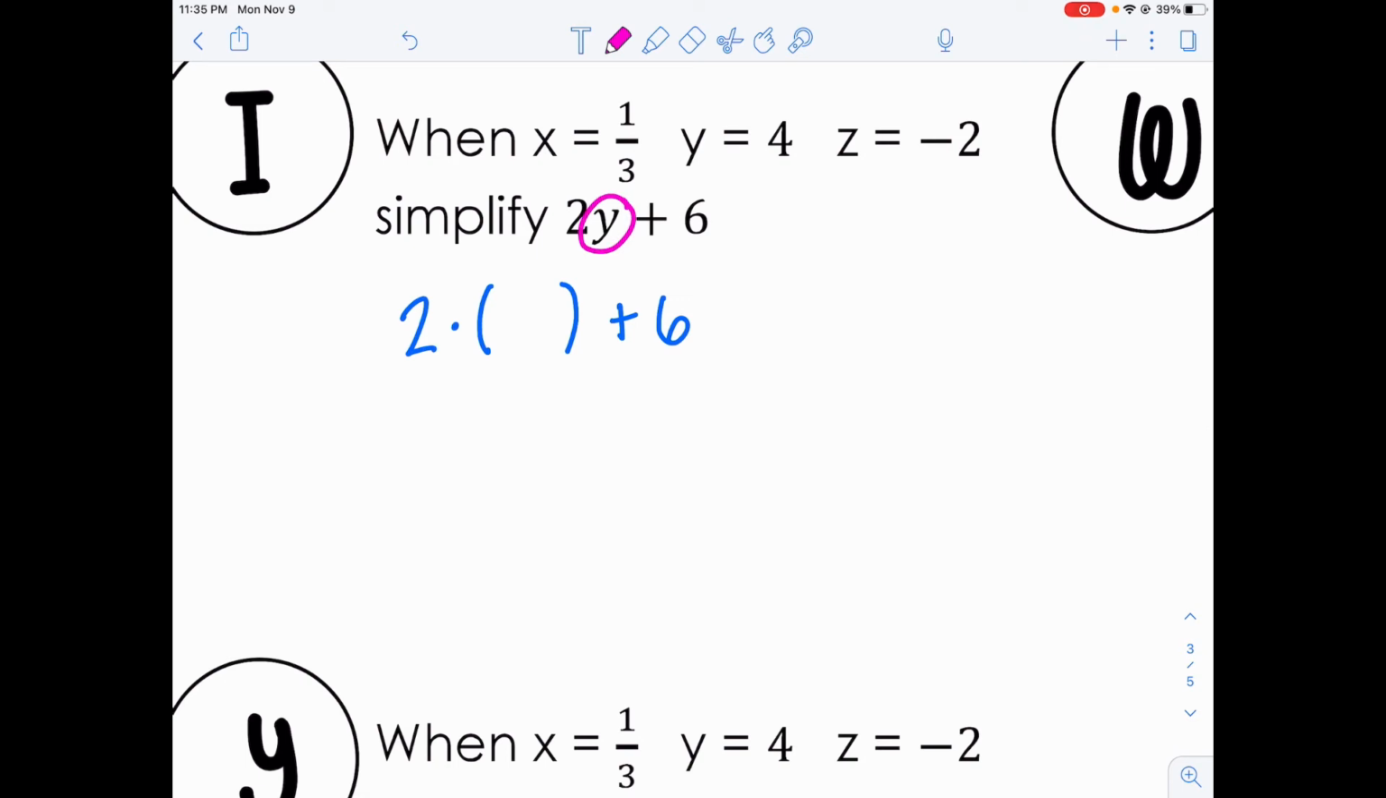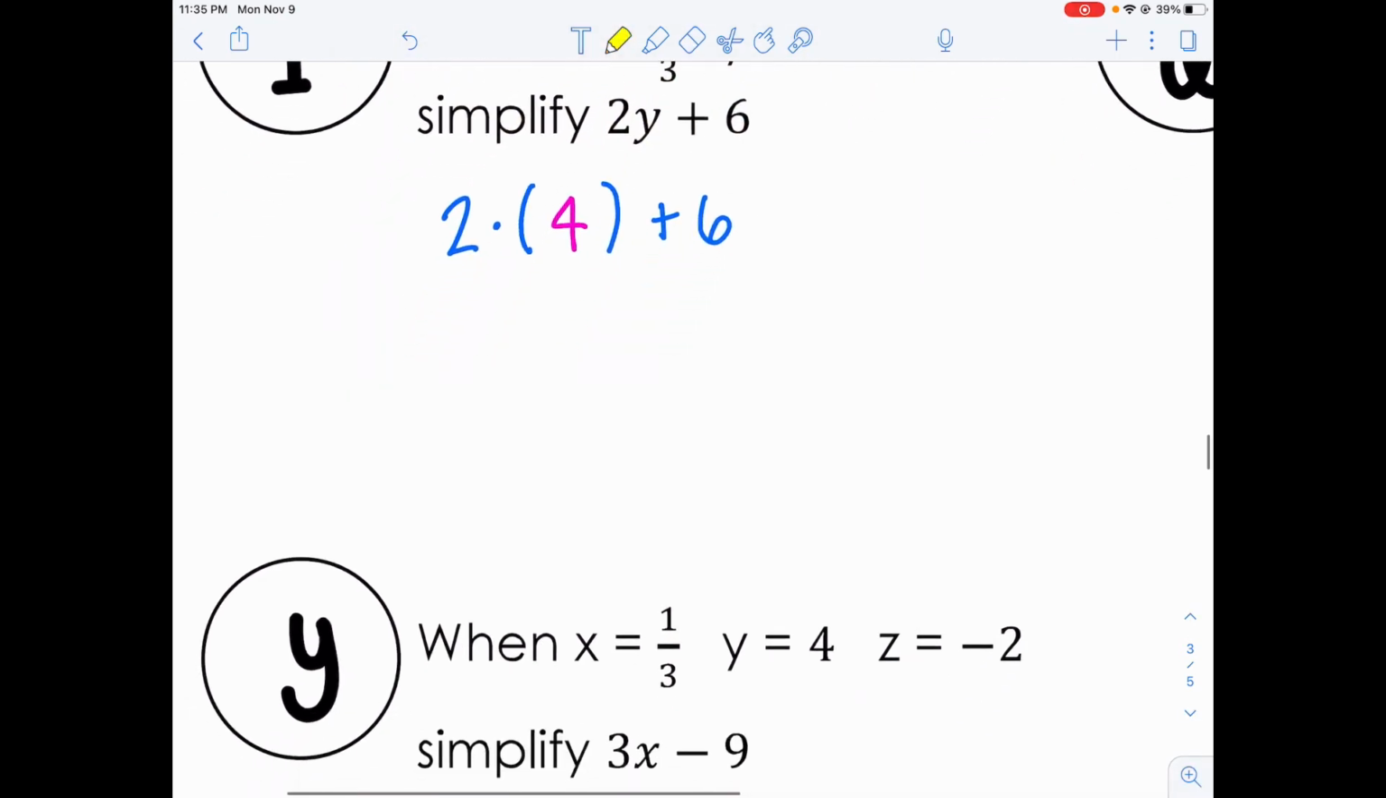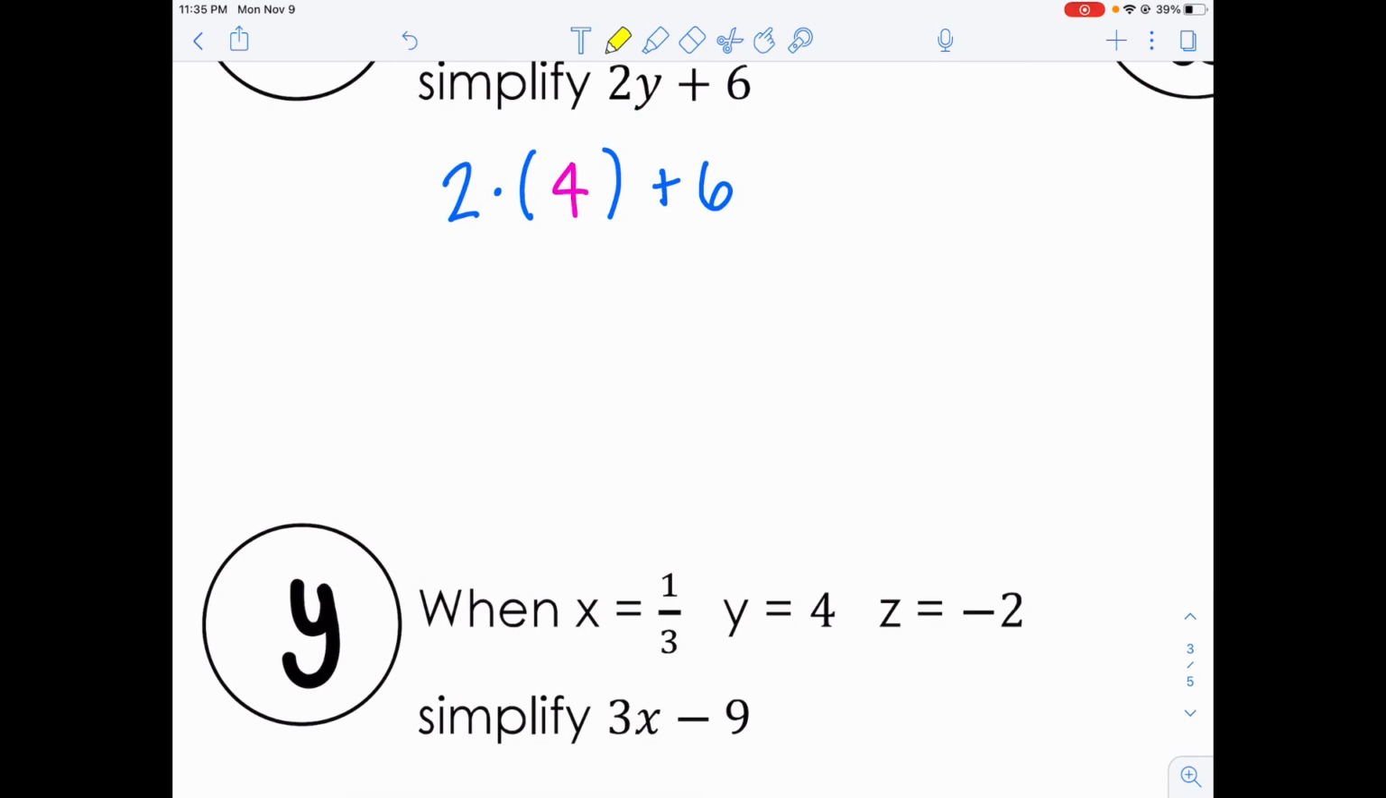Now I'm going to substitute in for y as the variable. I'm going to come up top. I'm going to find the y, and I'm going to use that number and plug it in. So y equals 4, so 4 is what goes in for y. Using order of operations, we have to simplify our expression. There's multiplication and there's addition. Because multiplication comes first, we're going to do the multiplication first. 2 times 4 is 8. Bring down everything I have not used yet. And 8 plus 6 is, I believe, 14.